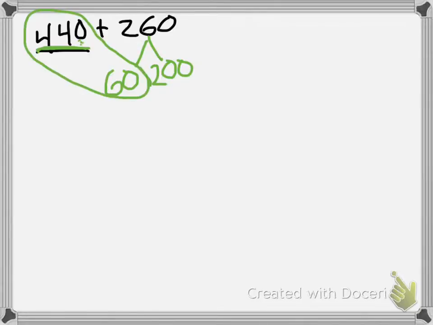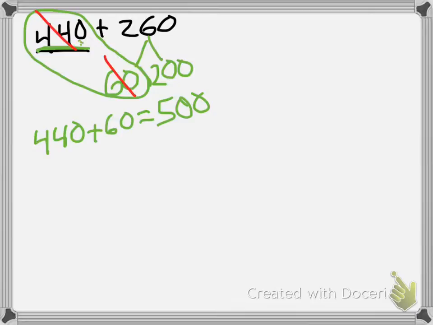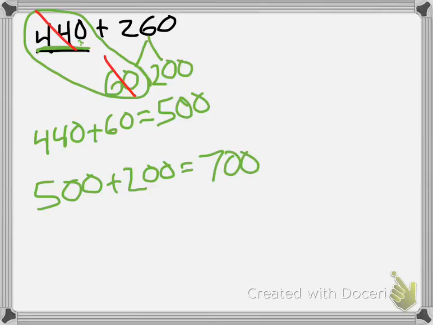So here's my first math problem. So I have 440 plus 60, and that equals 500. So I've used both of those. So I'm going to bring my 500 down here. I'm going to add my 200 to that, because I haven't used that yet. And so that's going to be 700.